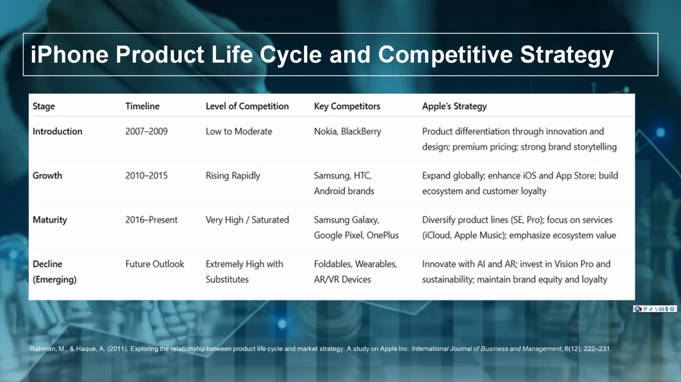And the last phase is decline. Basically, it's in the future when the competition is very high and the key competitors are going to be newer generations of foldables, wearables, or artificial reality, etc. Apple needs to innovate with AI, or artificial intelligence, to expand their other product lines and maintain their competitive position. And next person is going to present.